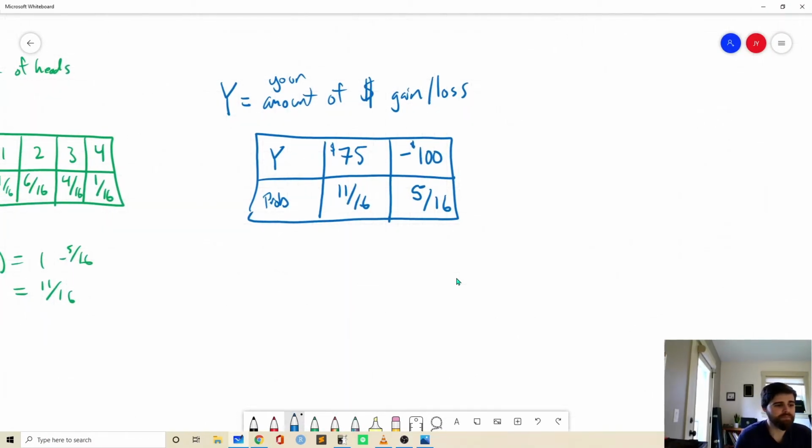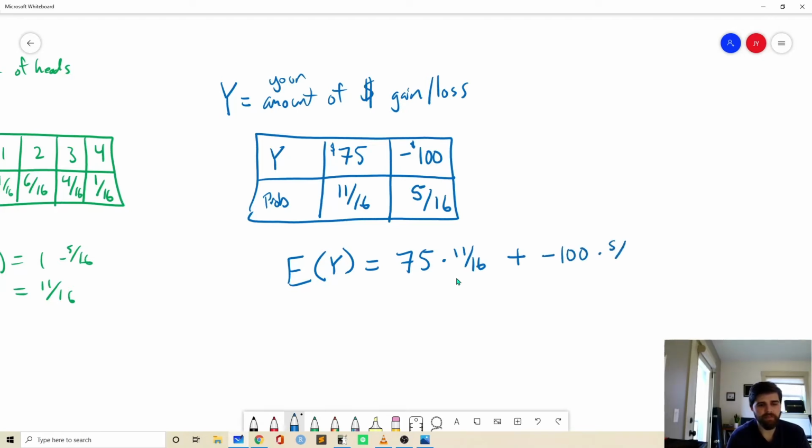So the mean of y, because that's the name of our random variable y, which we could also call the expected value of y, just different notation for the same idea. We'll call it expected value. But just remember, this is the mean. Well, we would take each possible outcome, so $75, and multiply it by its probability. We're also going to do that for the other possible outcome, which is negative $100, and we'll multiply that by its probability.